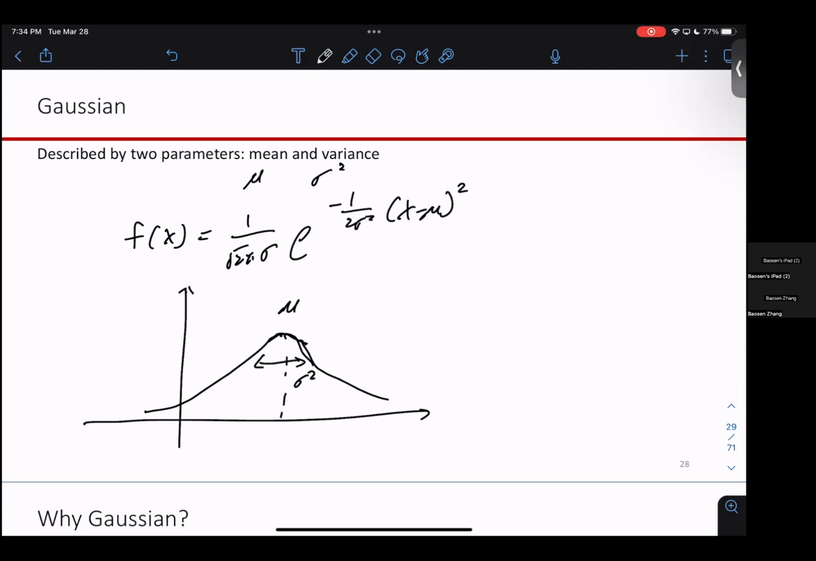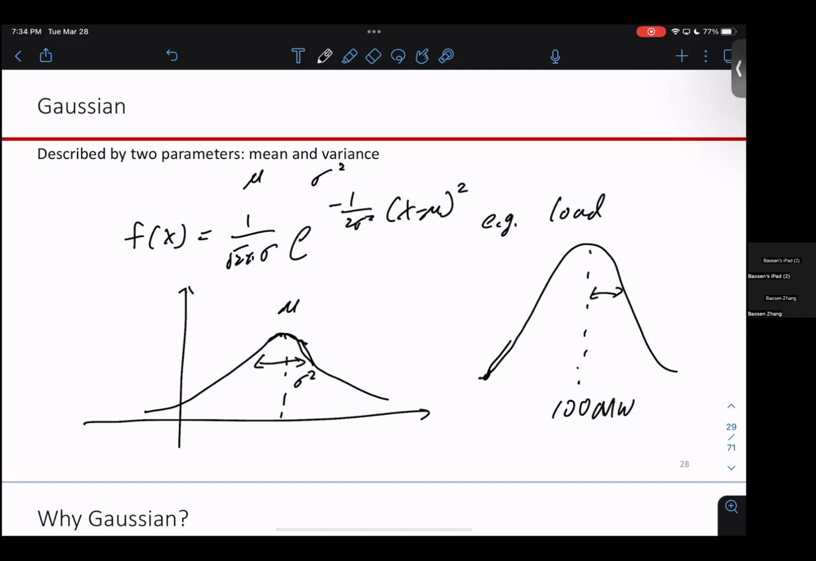Let me make up an example: the load of a city typically looks something like this. You have a mean load, let's say 100 megawatts, and a standard deviation of 10 megawatts. This tells you that on average your load is 100 megawatts, and then how far the load spreads around this average is what the standard deviation tells you.